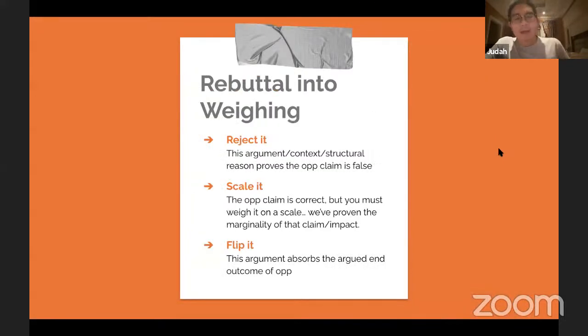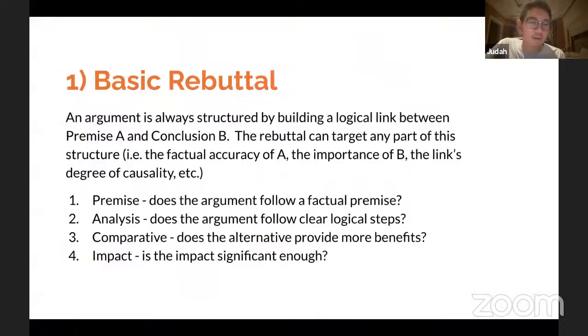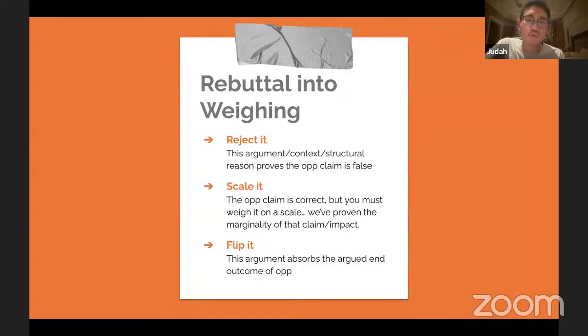And I guess the next thing to talk about is how you integrate that into weighing. 3 different ways. The first is to reject the argument completely. The second is to scale the argument, and the third is to flip. It's similar to what I talked about here: you can reject an argument completely to say this is something I don't really care about. You can scale it by saying it's not very important, or you can flip it by saying, yes, it is important, but I reach it better, right? And I think this is pretty intuitive.